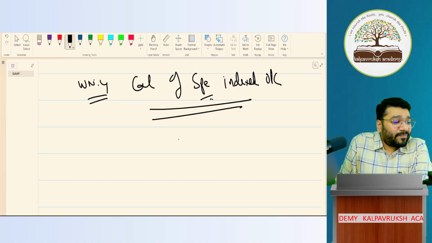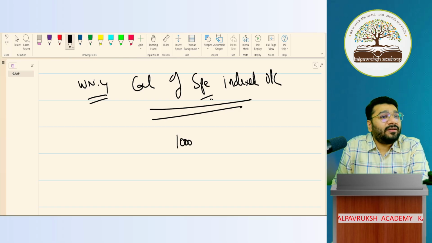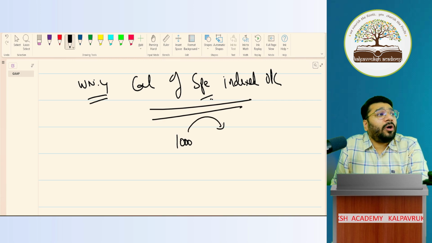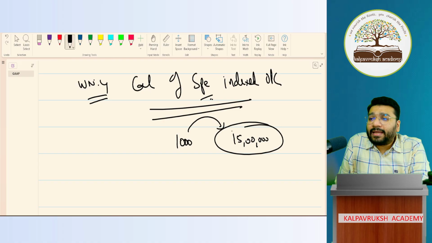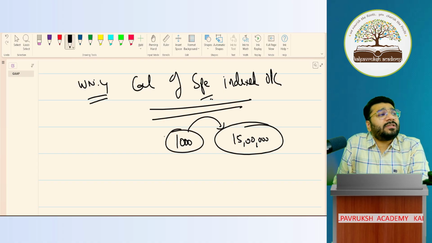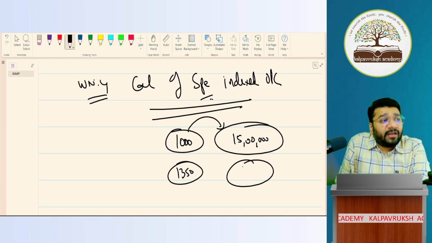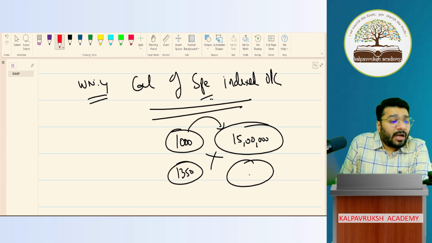Now tell me, 1,000 rupees was the purchase price of the chocolate. For buying the chocolates at this price, what is the capital required? 15 lakhs was the capital. When 15 lakh was the capital, the purchase price was 1,000. Now, how much is the purchase price? 1,350. If 1,350 is the purchase price, what should be my revised opening capital? Cross multiply.